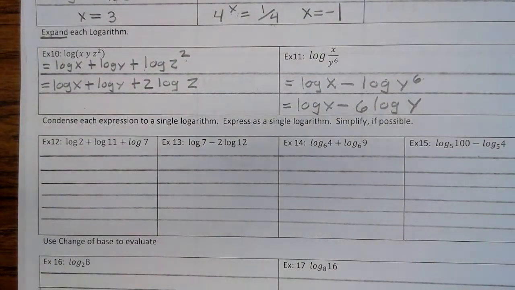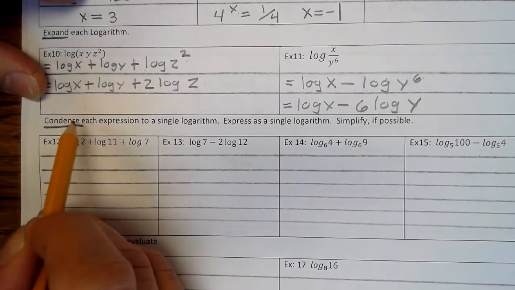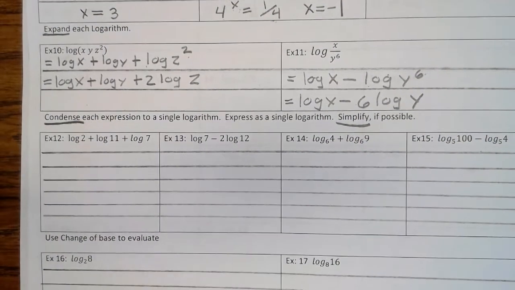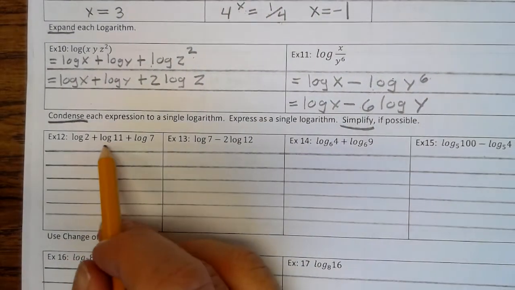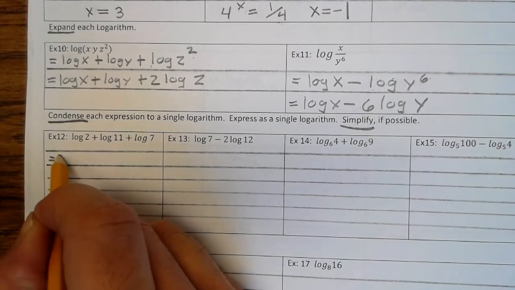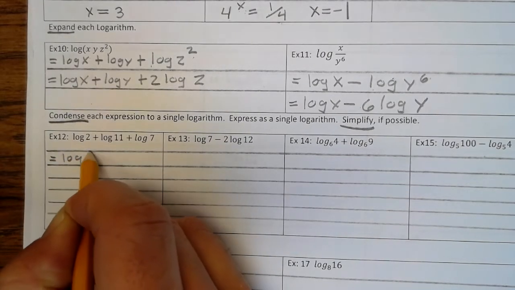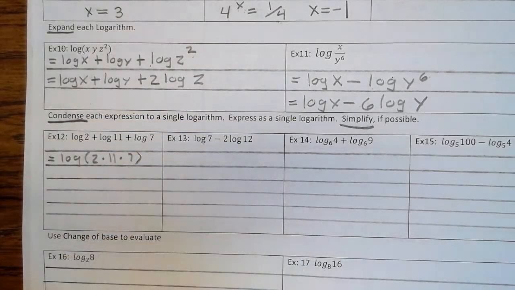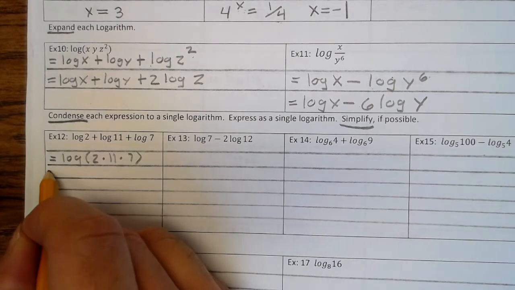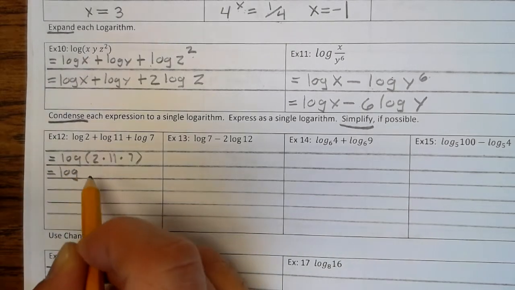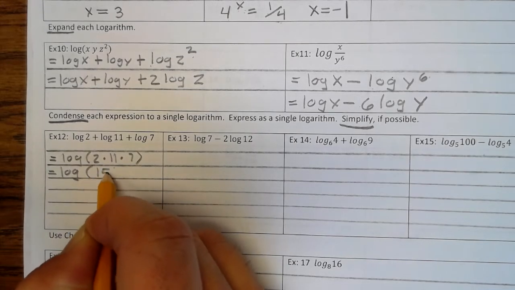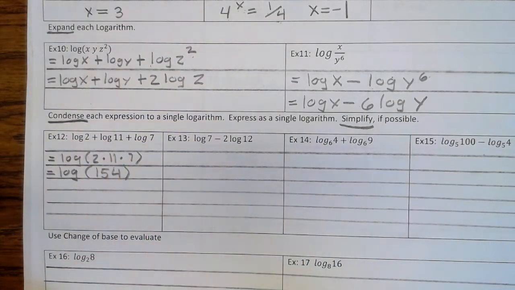All right, example 12. Now it says we want to condense. And then if we can, simplify. Okay? So we're adding here, so we know that's going to be multiplication. So that's log of 2 times 11 times 7, which if you multiply, 2 times 11 is 22, times 7 is 154. And that's as simplified as possible.